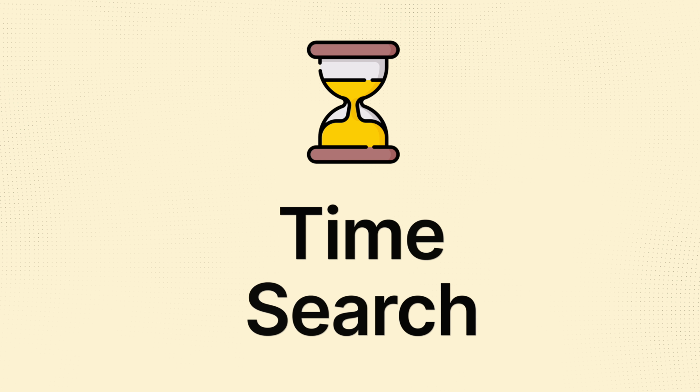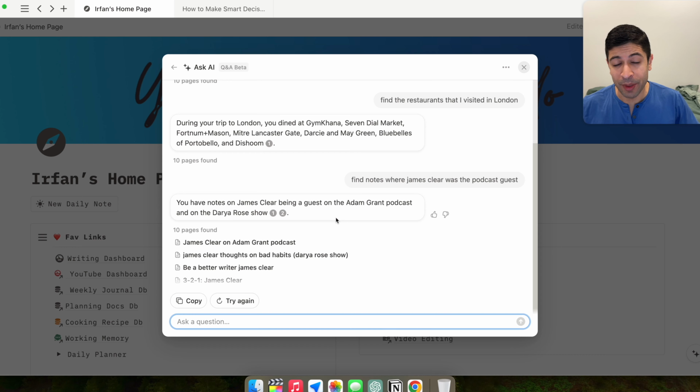The next question type I'm going to ask it is time. So I'm going to ask it about what notes I took last week and see if Notion has some context around the ability to understand what last week was or 1 year ago. So what are some notes I took last week? So this should be new notes I created, notes I updated, and see if it can get this right.